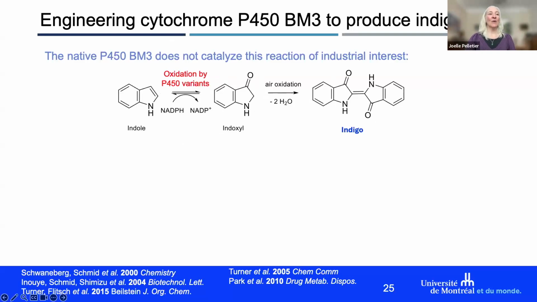Again, the native enzyme hardly catalyzes this reaction, but this reaction is improved by a number of variants. And so there are references here. The group of Turner and Flitch had reported this a number of years ago, 2005, for example.